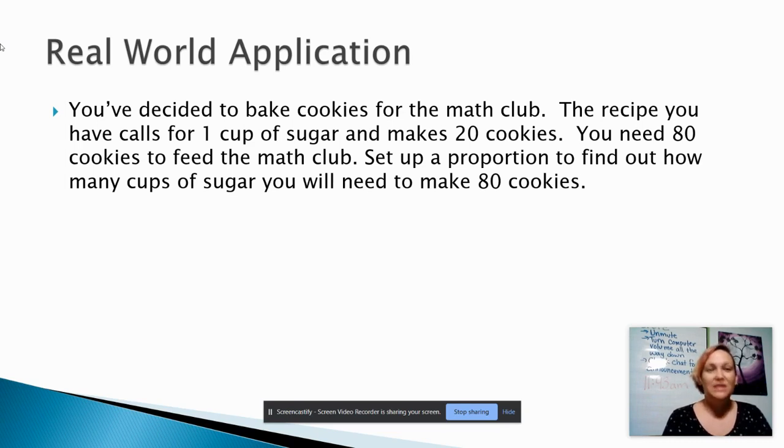This problem says that you've decided to bake some cookies for the math club. The recipe you have calls for 1 cup of sugar and makes 20 cookies. You need 80 cookies to feed the math club. Set up a proportion to find out how many cups of sugar you will need to make the 80 cookies. So it very specifically says in the directions that you have to use proportions to solve this. And we're in algebra class, so we want to really make sure that we are using algebra to solve our math problems.